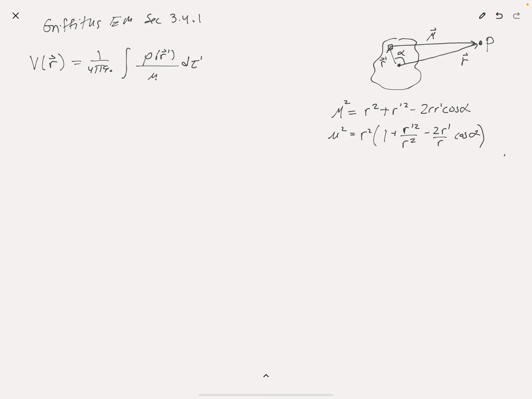Okay, I'm going to define something even further. This is R squared times 1 plus R prime over R times (R prime over R minus 2 cosine alpha). I'm going to call this bit here epsilon because it's small. I'm imagining that I'm looking in a regime where I'm looking far, far away compared to the distances that are separating my charges in my charge distribution.